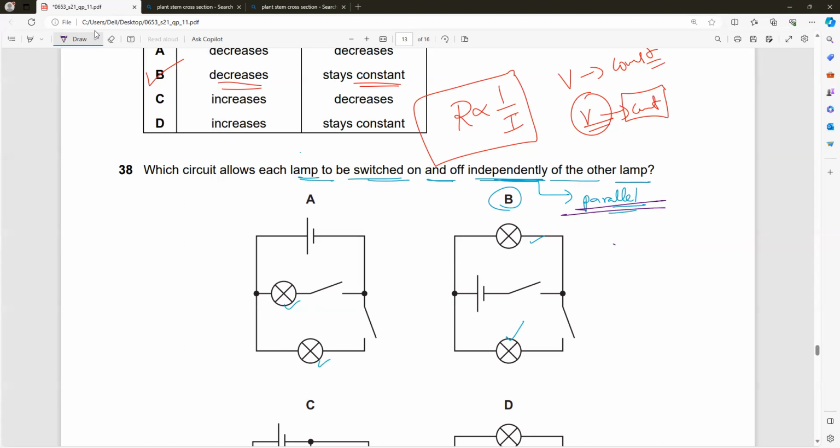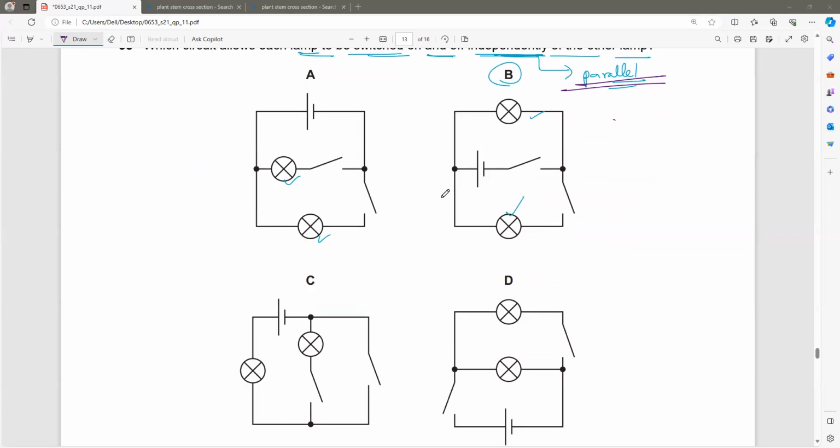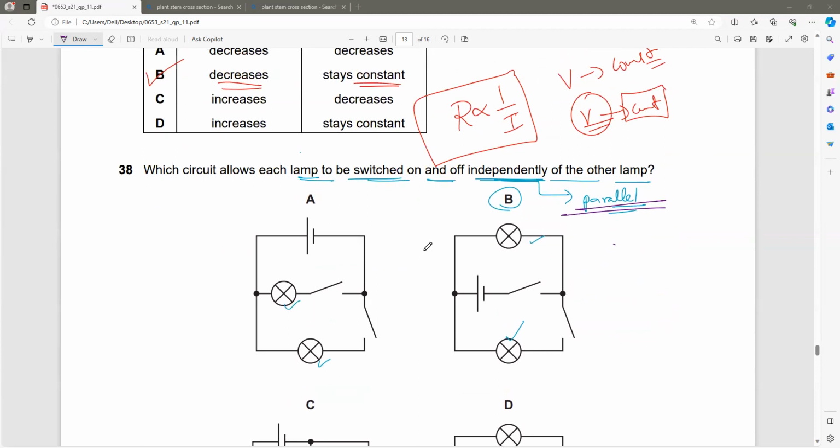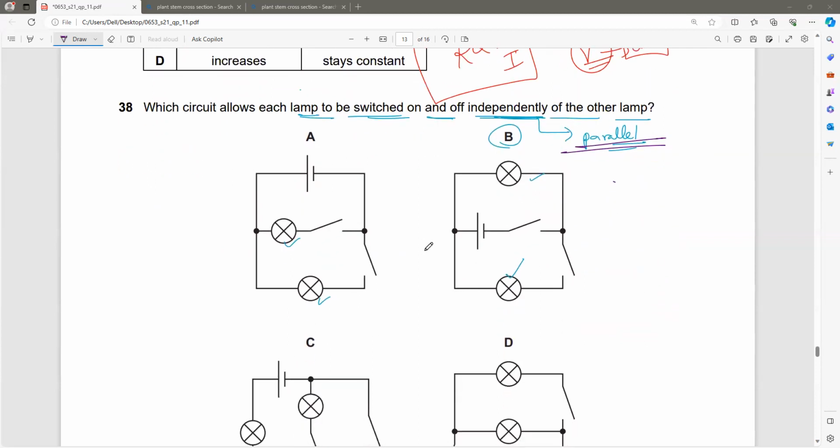So what is the correct option? Which circuit is representing a parallel connection in this? Option B. Option B. Yes, Hari. How, Hari? See, Hari. Option B. Now, this will become the main switch, or the switch for the bulb, Hari.